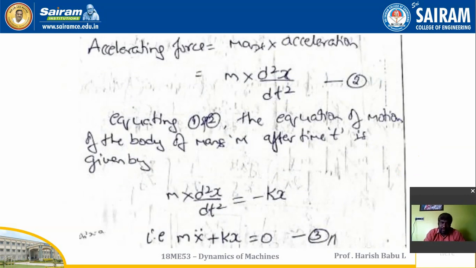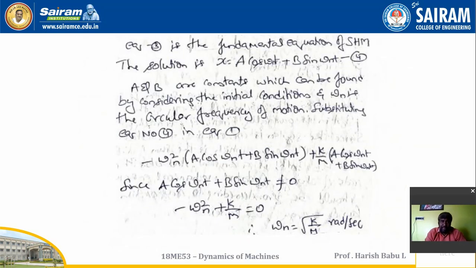So equations 1 and 2 give us m into d square x by dt square equals minus kx. d square x by dt square can be replaced by x double dot. Taking the kx onto the left hand side, I get m x double dot plus kx equals 0. So equation 3 is the fundamental equation of simple harmonic motion.